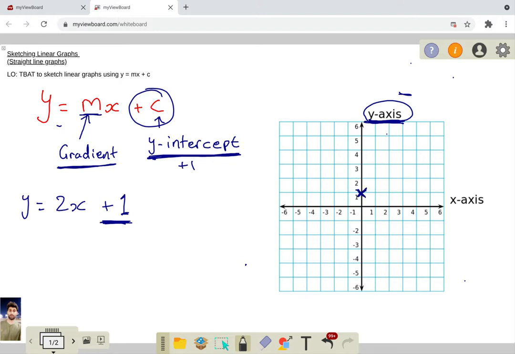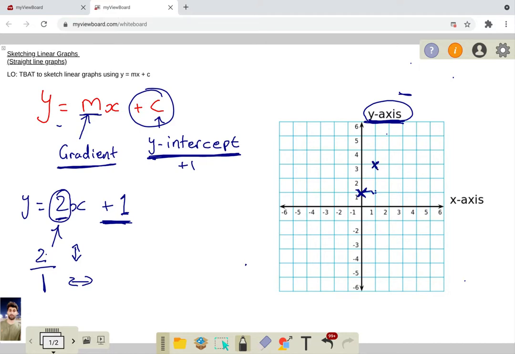Now I look at the number before x, which is the gradient. The gradient tells us how steep my line is. As you can see here, my gradient is 2. A little trick is to write this number as a fraction if it's not a fraction. So 2 as a fraction is 2 over 1. The bottom number tells us to go left or right, and the top number tells us to go up or down. So you start on your y-intercept. Because it's 1, I go 1 across, and then I go 2 up, and then I put a point there.